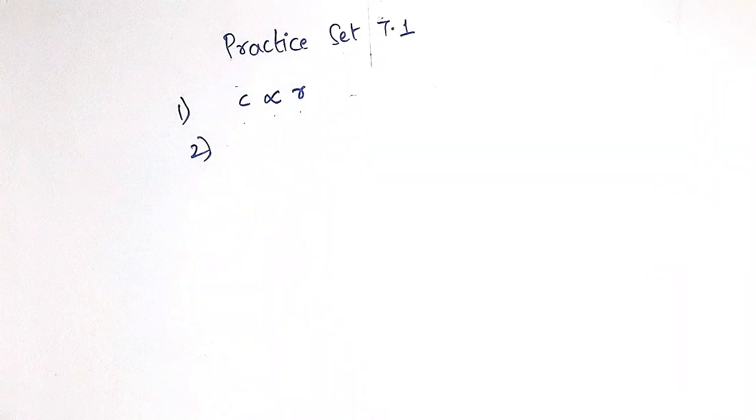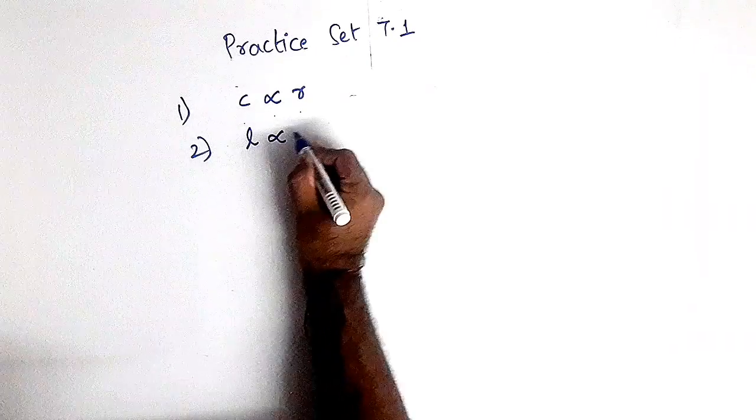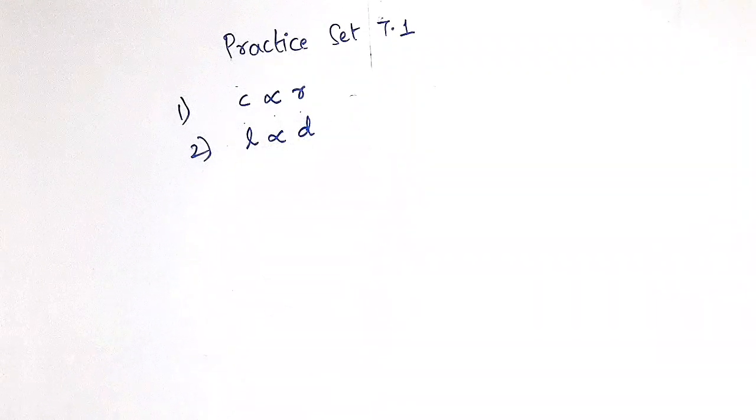Second one is consumption of petrol L in a car and distance travelled by the car D are in direct proportion. So they have given two letters L, we have to write L directly proportional to D. This was your question number 1. Question number 2 is your table. So we'll draw it.